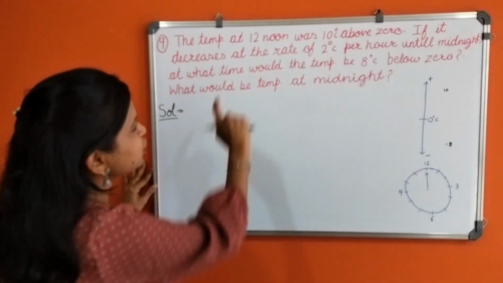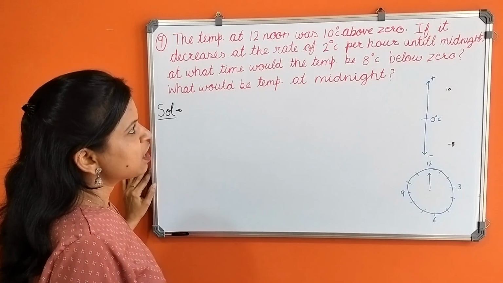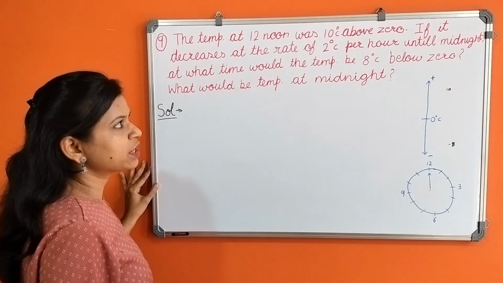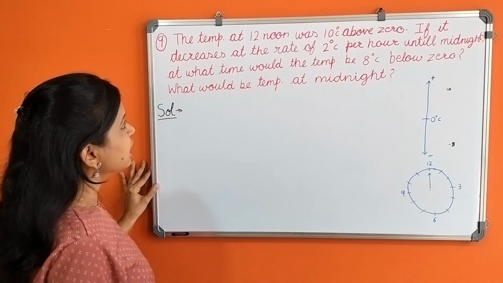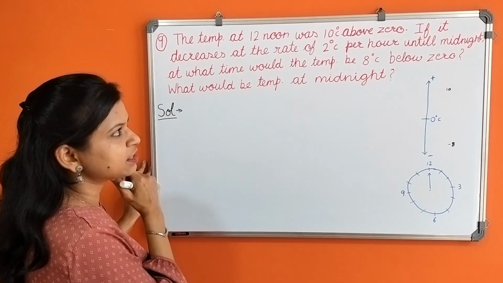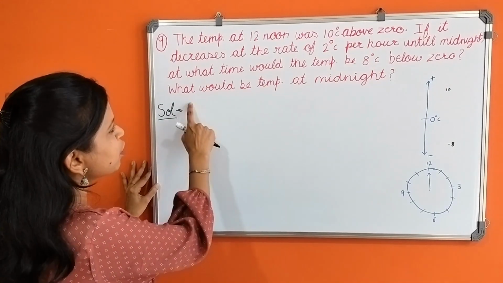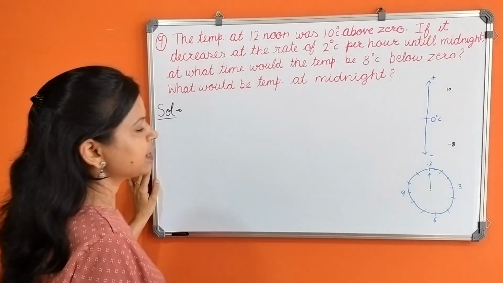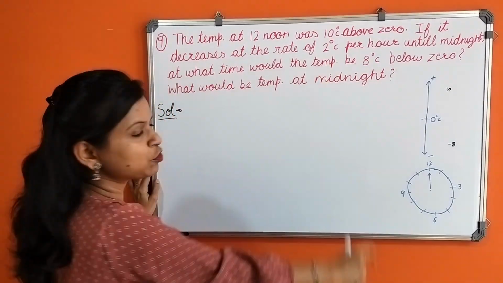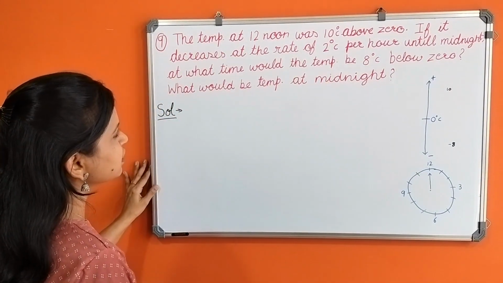Next question is a word problem. The temperature at 12 noon was 10 degree above 0. If it decreases at the rate of 2 degree per hour until midnight, at what time would the temperature be 8 degrees centigrade below 0? And what would be the temperature at midnight? See, there are two questions. So, we have to find both one by one.